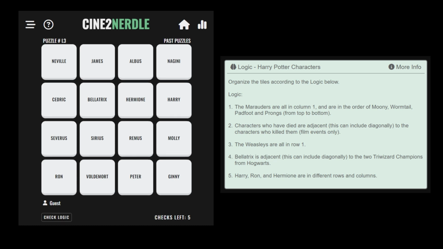This is the Harry Potter characters' logical explanation video. There are many ways to arrive at the solution of this puzzle without guessing. This is just one way.